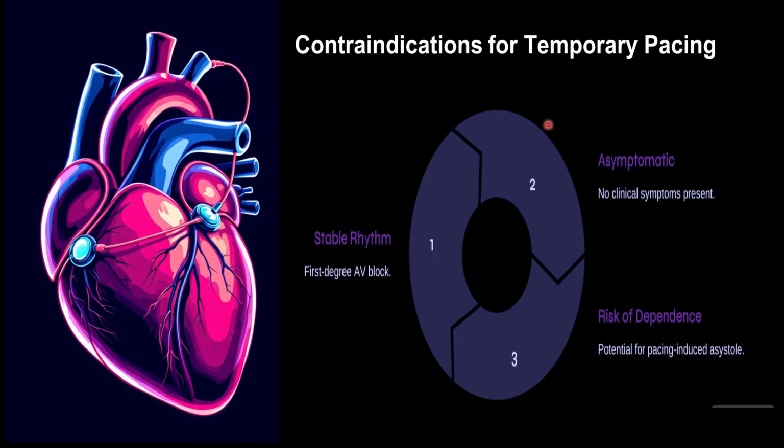Transvenous pacing is contraindicated for a patient who is asymptomatic, a patient with a stable rhythm with no clinical symptoms, the presence of a stable rhythm such as first degree AV block or a stable escape rhythm. When we pace a patient with a stable rhythm, that will lead to a high risk of dependence and potential for pacemaker-induced asystole if we stop the pacemaker.